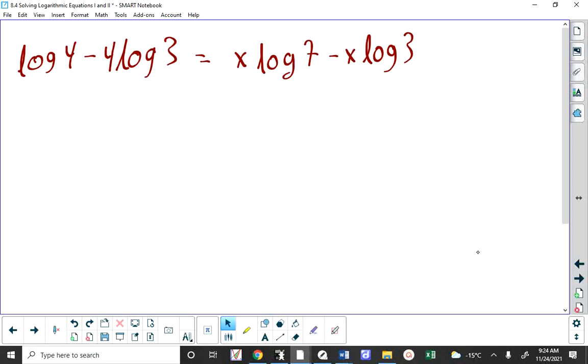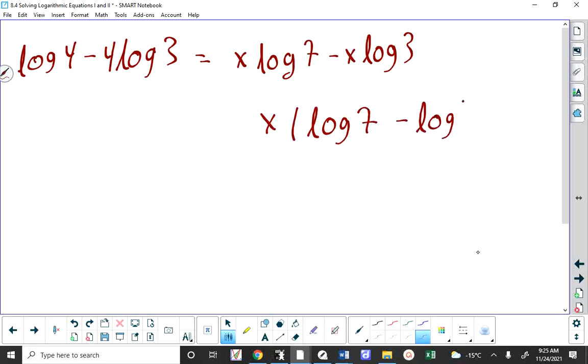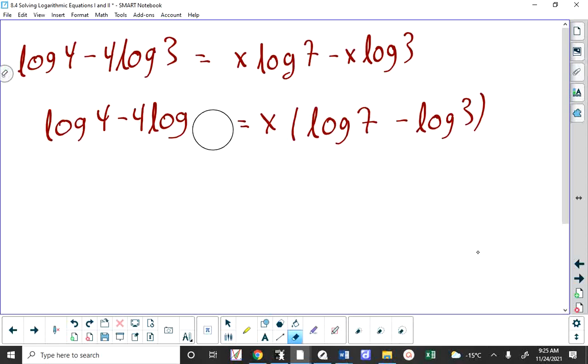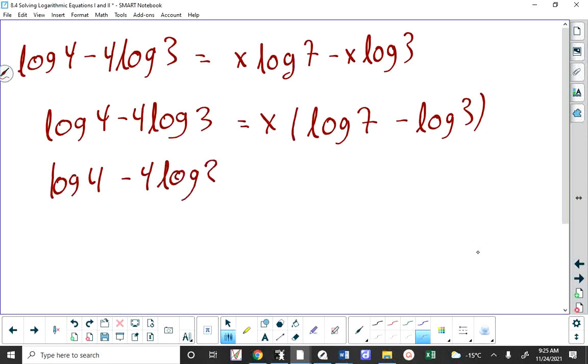Now what you would do is factor the x out here and get x times log 7 minus log 3 equals log 4 minus 4 log 3. And then we're done, because we can divide both sides by whatever we're multiplying x by. So we're going to get x equals log 4 minus 4 log 3 over log 7 minus log 3.